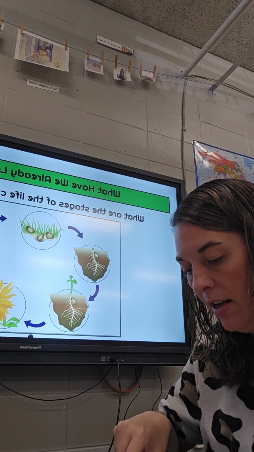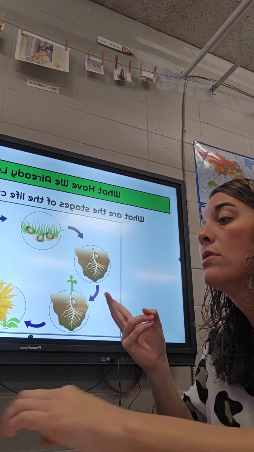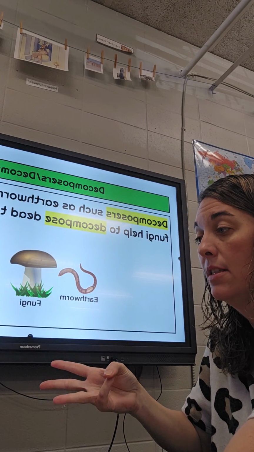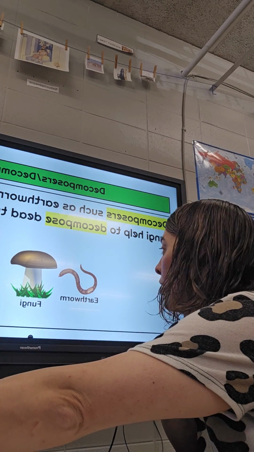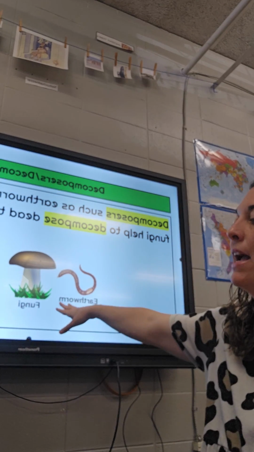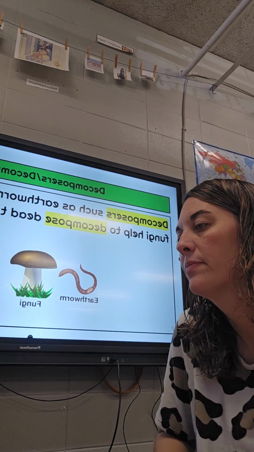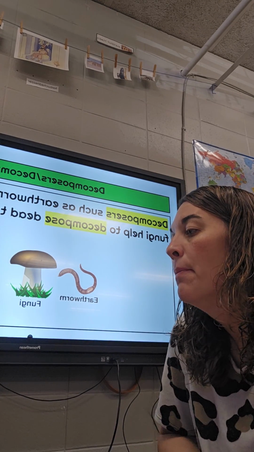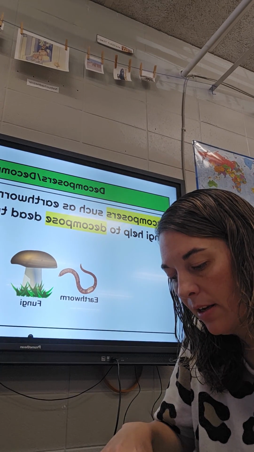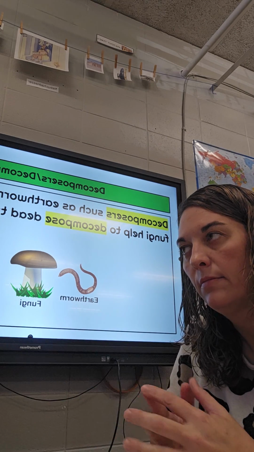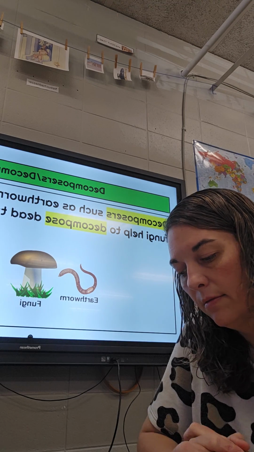Right. All right. So say decomposers 3 times with me. Decomposer. So they said such as earthworms, right here, bacteria, and fungi. That's the bacteria. They help to decompose dead trees. Turn them into what? Dirt. Yeah, it breaks them down into tiny pieces and turns them back into dirt.